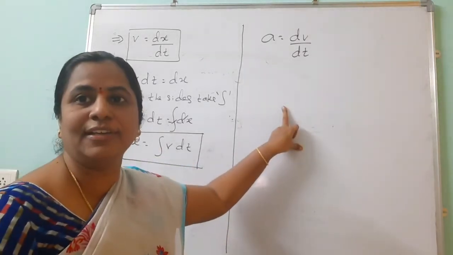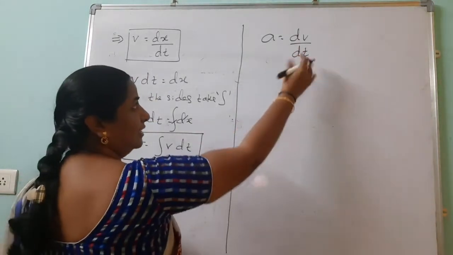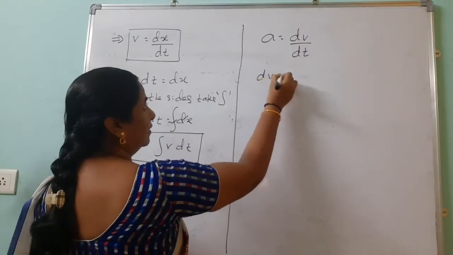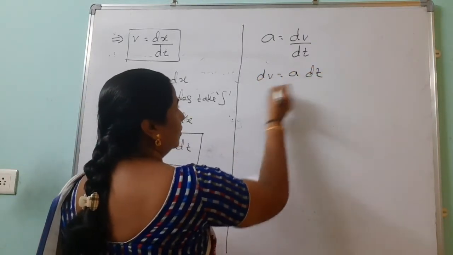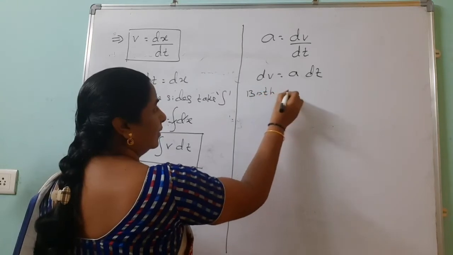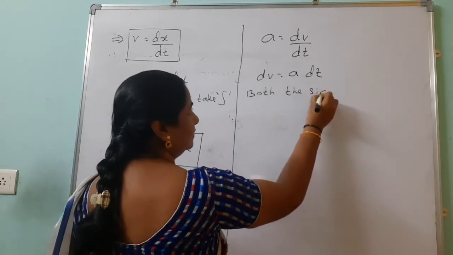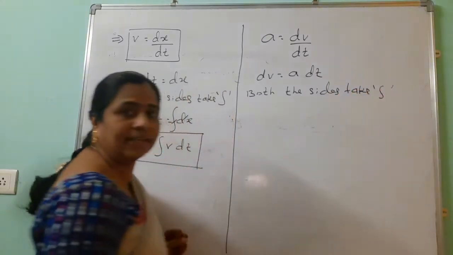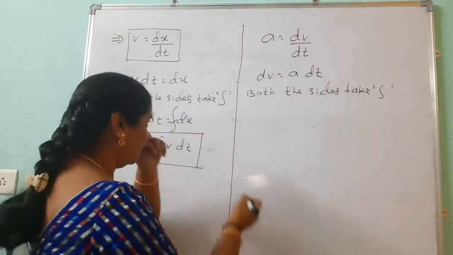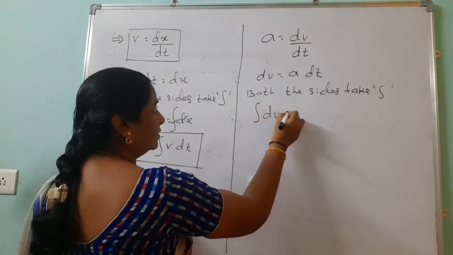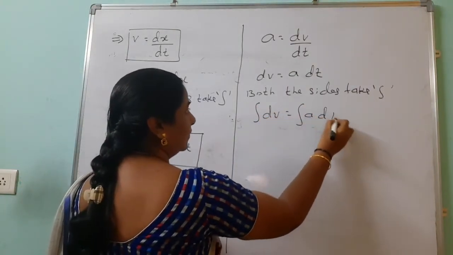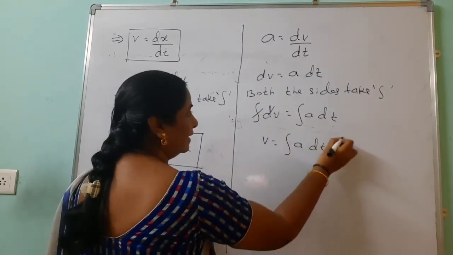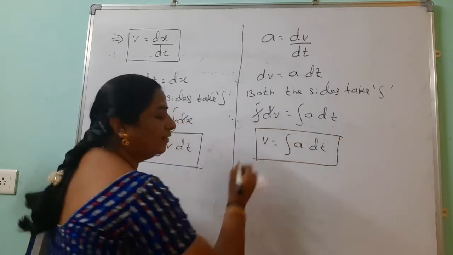Then come to this point. Here we are discussing acceleration equals rate of change of velocity. We do the cross multiplication: dv equals a dt. Both the sides take integration. What are we getting here? So integration of dv equals integration of a dt. So v equals integration of a dt. Integration of acceleration is giving the velocity.